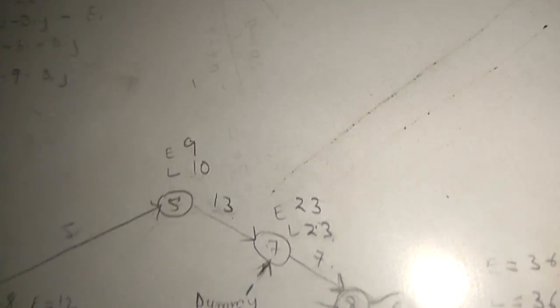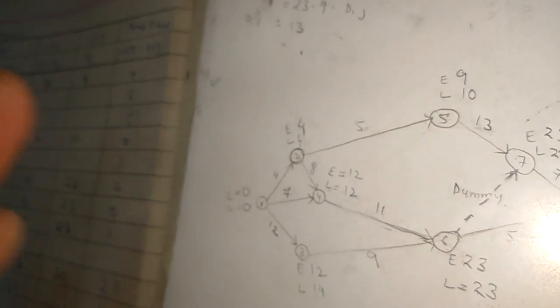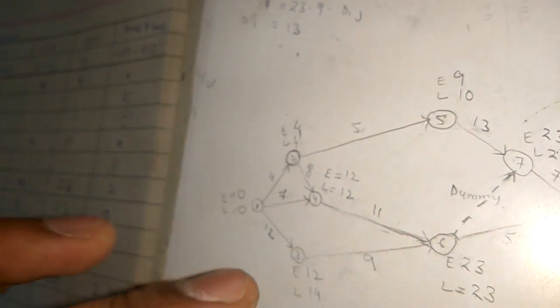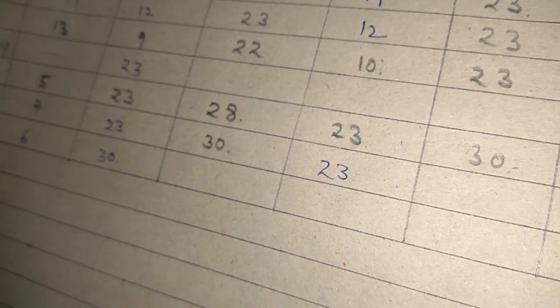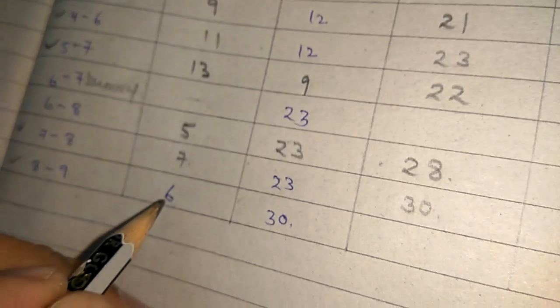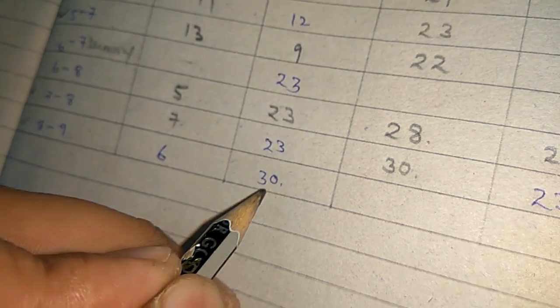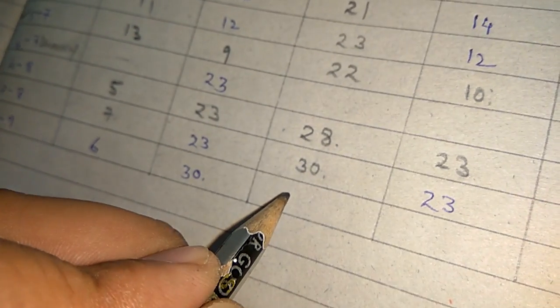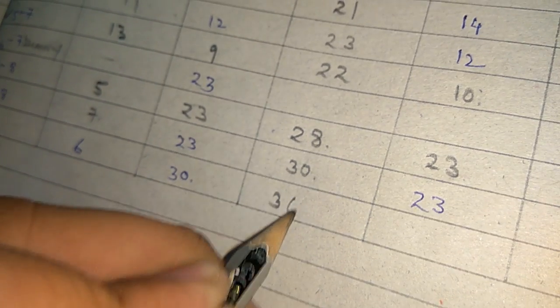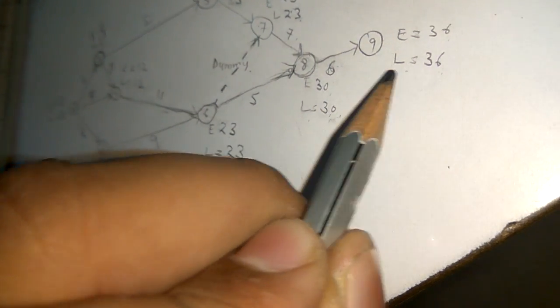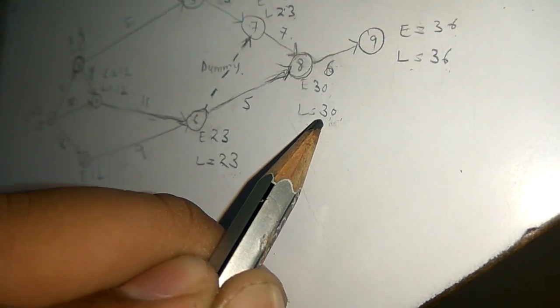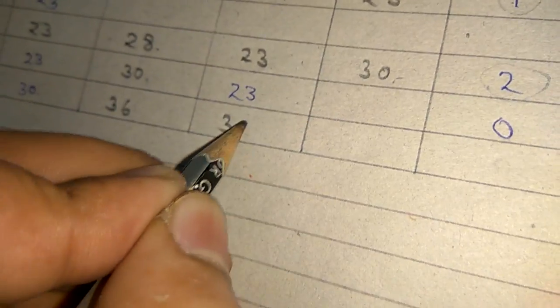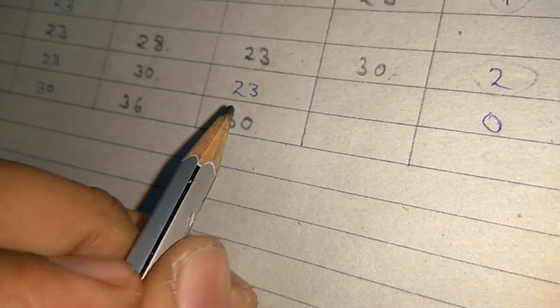Now every missing figure has been found in the figure. Now we will put these values in a table. So between 8 to 9 activity, Dij is 6 and Ei is 30. So what will be the value of Ei plus Dij? 36. Lj minus Dij between 8 to 9, what will be the value? 30.